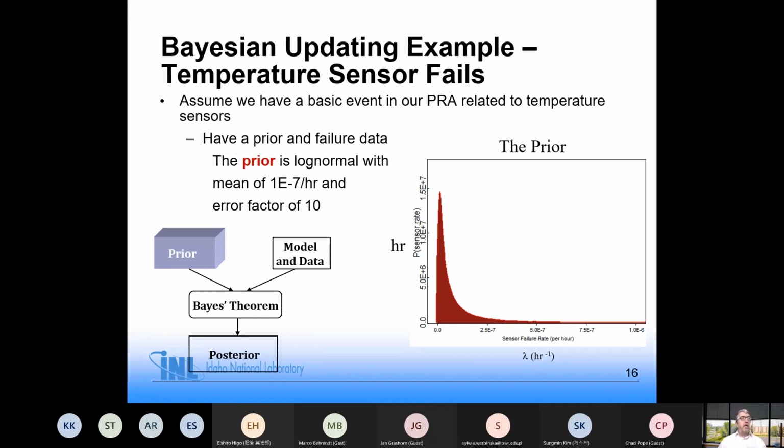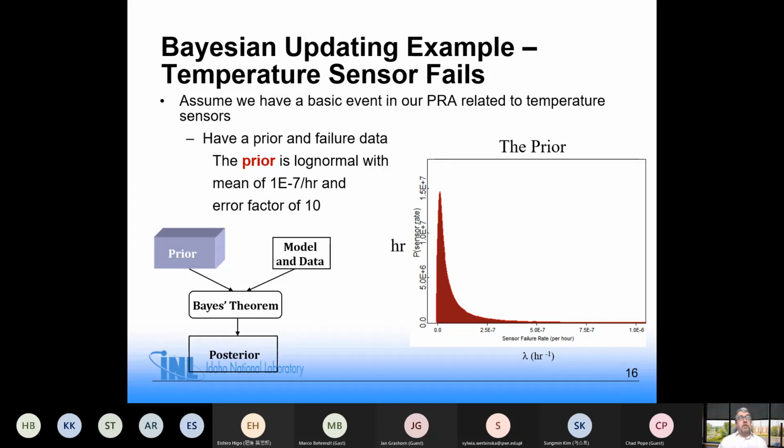What I'm going to do is just follow the process that I showed on the previous page. How do we actually bring all this information together? What does it look like in terms of the actual numbers and outcomes? So first of all, let's focus on the prior part. I've shaded that area here. I'm looking at temperature sensor fails.